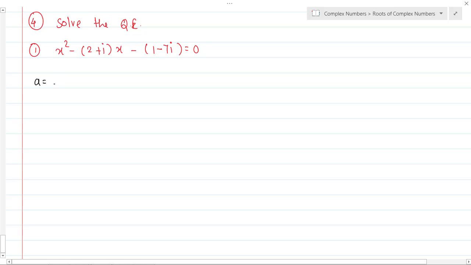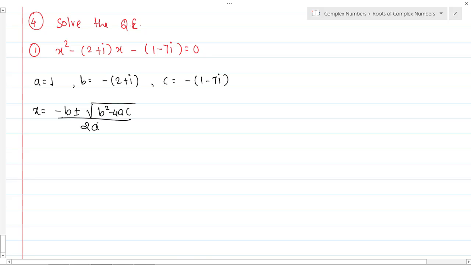So step number 1 is what? Find out the values of a, b, c. So a is 1, b is minus (2 plus i), and c is minus 1 minus 7i. Okay, so I want x equal to minus b plus or minus root of b square minus 4ac upon 2 into a. So we will solve this b square minus 4ac separately, and the minus b and 2a we will keep as they are. Okay, so let's solve for root of b square minus 4ac.